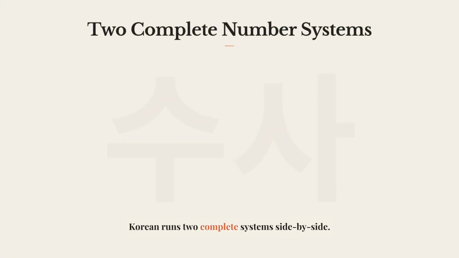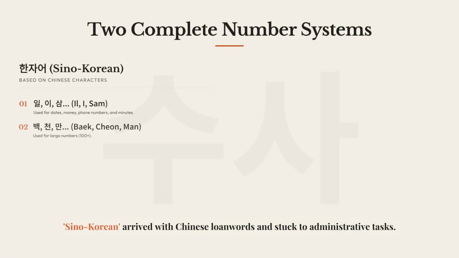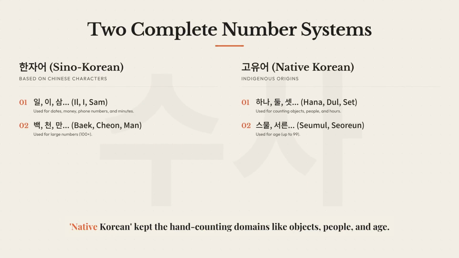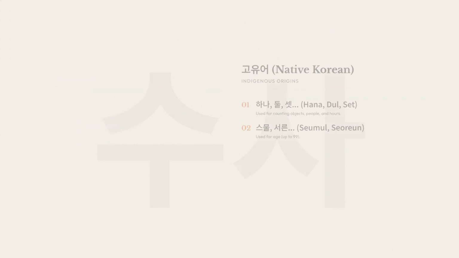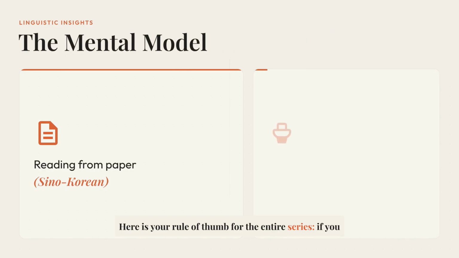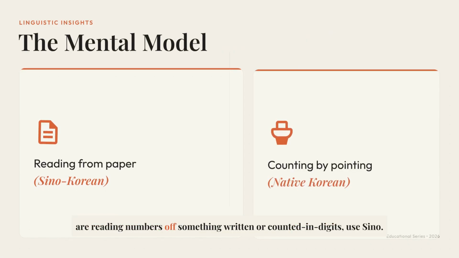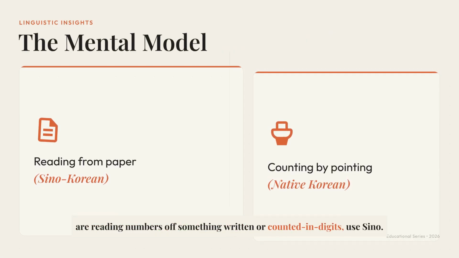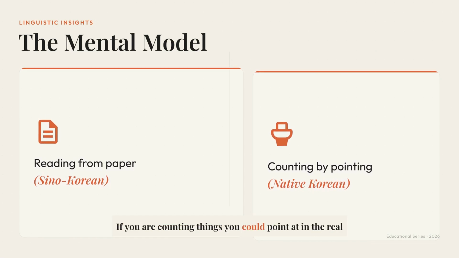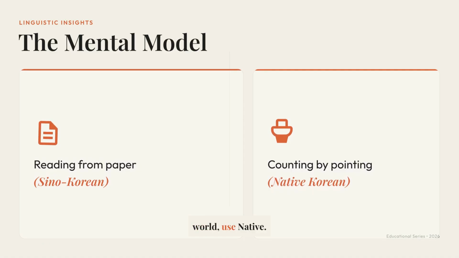Korean runs two complete systems side by side. Sino-Korean arrived with Chinese loanwords and stuck to administrative tasks. Native Korean kept the hand-counting domains like objects, people, and age. Here is your rule of thumb for the entire series. If you are reading numbers off something written or counted in digits, use Sino. If you are counting things you could point at in the real world, use native.